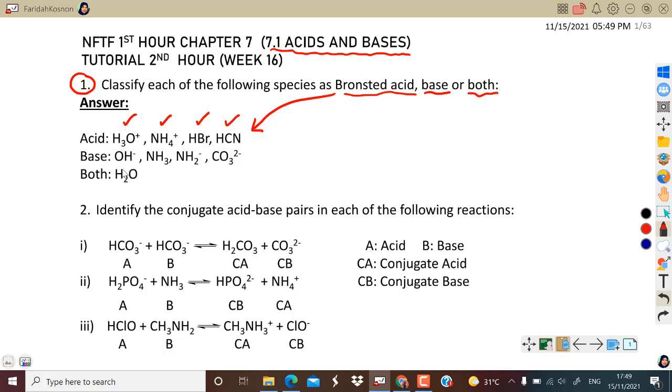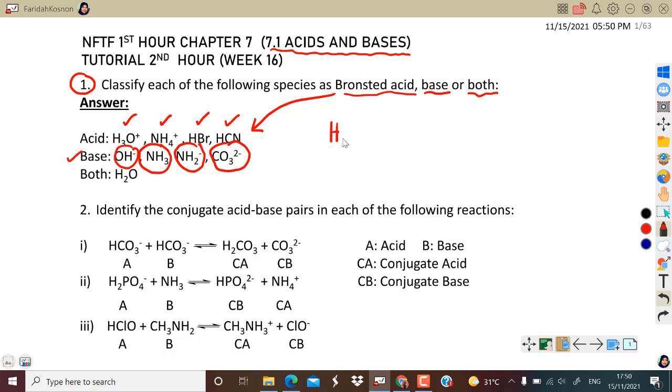For Bronsted base, it is any substance that could be a neutral molecule or neutral compound, and an ion. Alright. So by using the species given in the question, hydroxide ion, NH2 minus, and carbonate ion are ions with negative charge. So they are Bronsted base, and they are only able to accept a proton, while ammonia is a weak base, so it is classified as Bronsted base.